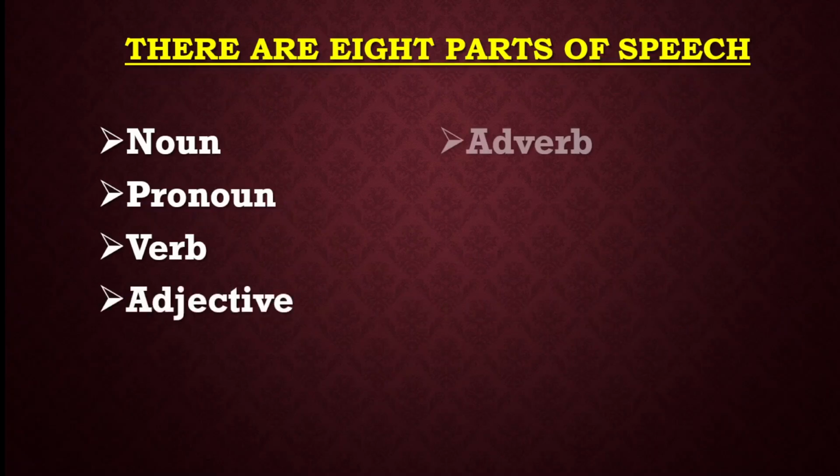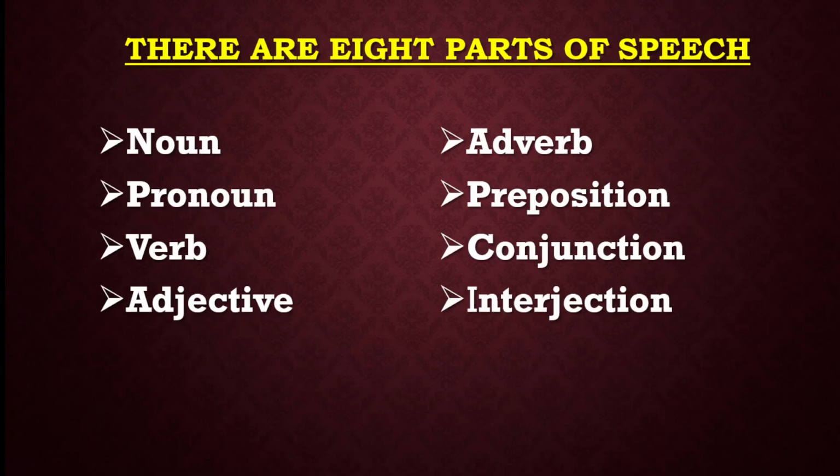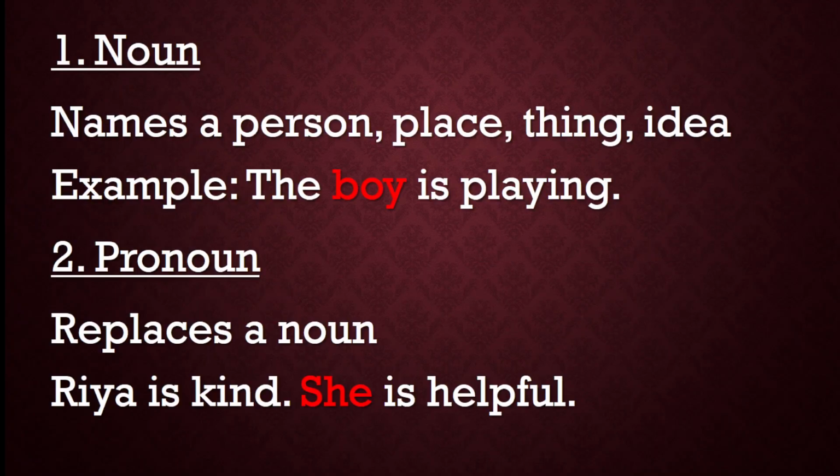There are 8 parts of speech in English: noun, pronoun, verb, adjective, adverb, preposition, conjunction, and interjection. These are the 8 parts of speech. In this video, we will only have an outline of all these parts of speech. In the coming videos, we will discuss each one in a detailed way. So the first one is noun.